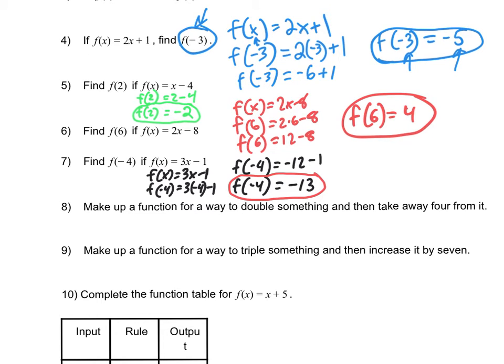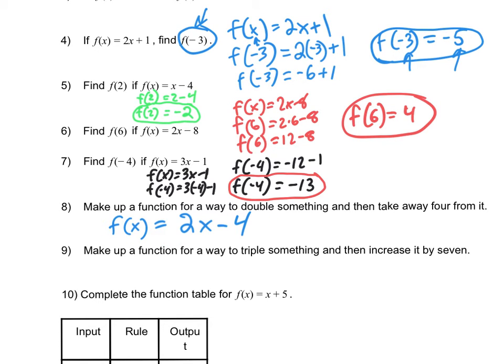Okay, so now I'm going to ask you to make up some functions for yourself here. In this first one, make up a function for a way to double something and then take away 4 from it. In this particular case, I'm going to make a function. I'm going to call it f of x. Now, I'm going to take something, and I'm going to double it, which means multiply it by 2, and then take 4 away from it. There's my function. F of x, whatever I put in as my input, is going to be doubled, and then 4 is taken away from it to give me my output.